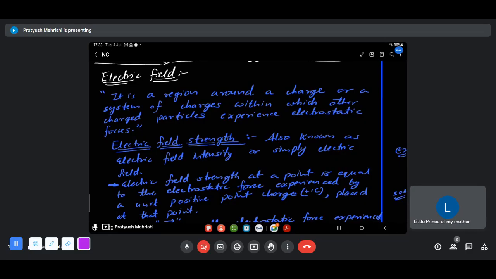Sir, fine, no problem, sir. It's fine. Is it fine? Are you getting the concepts? That's what I'm asking. Yes, sir, I'm getting them. Fine. So now see this electric field.